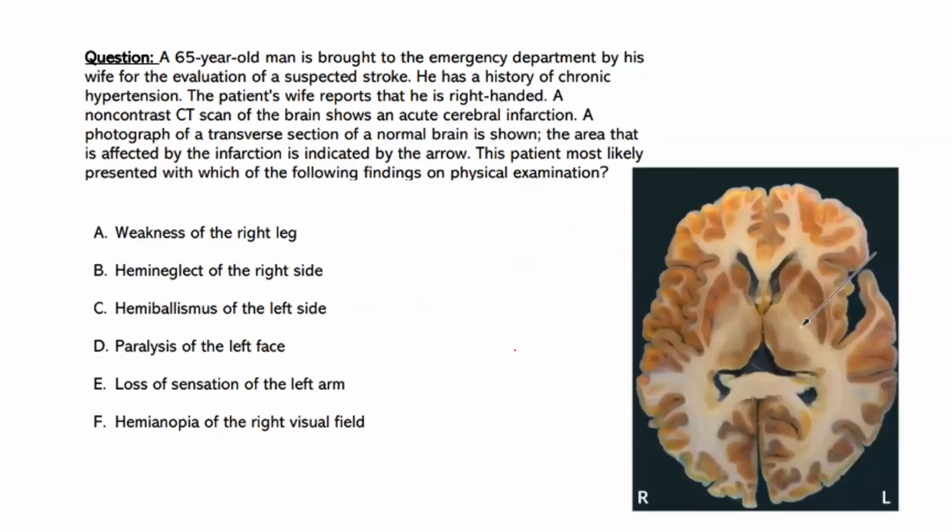Okay, so this is going to be the next case, and it's sort of like the previous case, but a little bit backwards. We have a patient who presents with a suspected stroke. They have a history of hypertension, and the patient's wife reports he's right-handed. We have a CT scan with an acute infarction, and a photograph of the brain is shown. The area that is affected is indicated here. So what is this, guys?